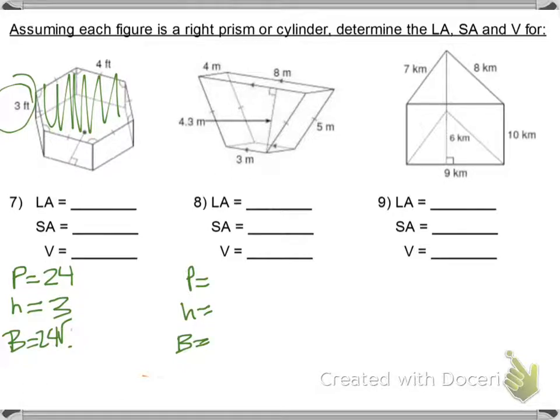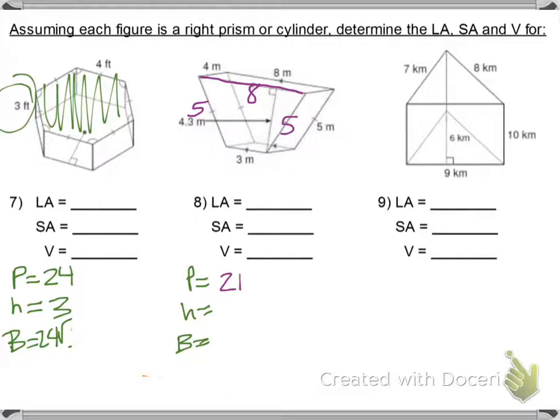So the perimeter of our base, let's focus in on one. We've got 8. This is 5. It says those are equal, so that's 5. And so you have 5 plus 8 plus 5 plus 3, which is 21.